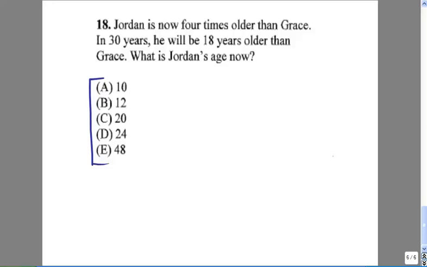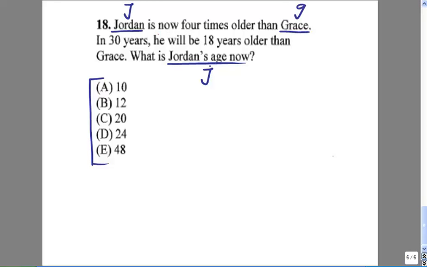What should you do? Well, first of all, you need to establish what variables you are going to use for each one of their ages, right? And I will say for Jordan, I'm going to use J, right? And for Grace, I will use G for their age, right? So talking about Jordan's age now, we said we will use J for that, okay? And let's start with the first statement.